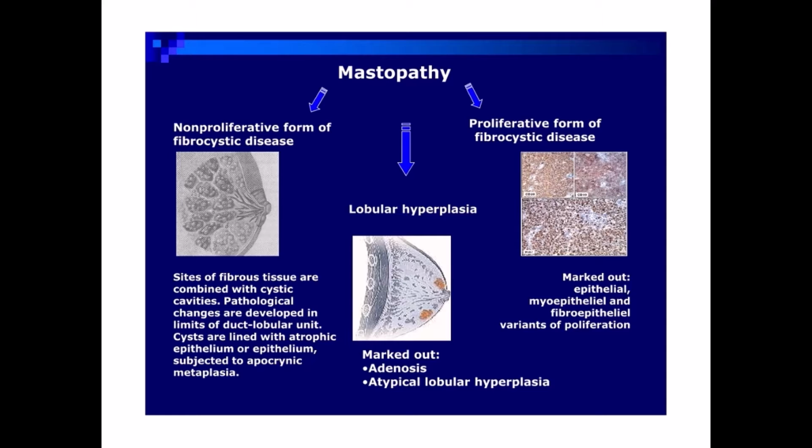The right figure shows the proliferative form of fibrocystic disease. Epithelial, myoepithelial and fibroepithelial variants of proliferation are distinguished. The middle bottom figure shows lobular hyperplasia. Adenosis and atypical lobular hyperplasia are also distinguished.